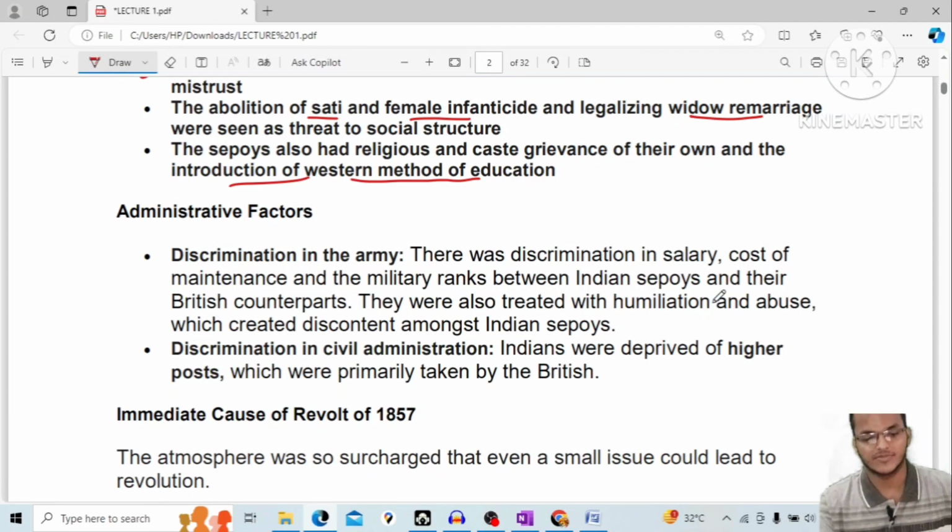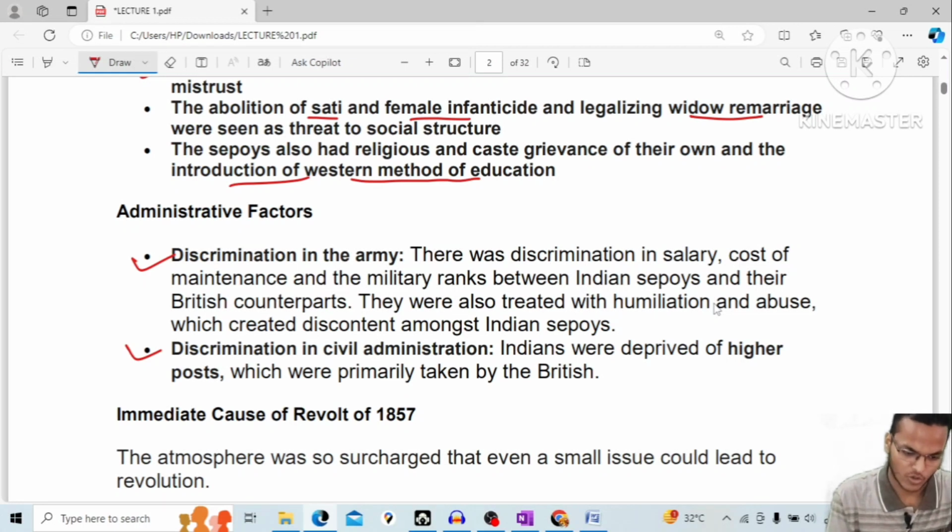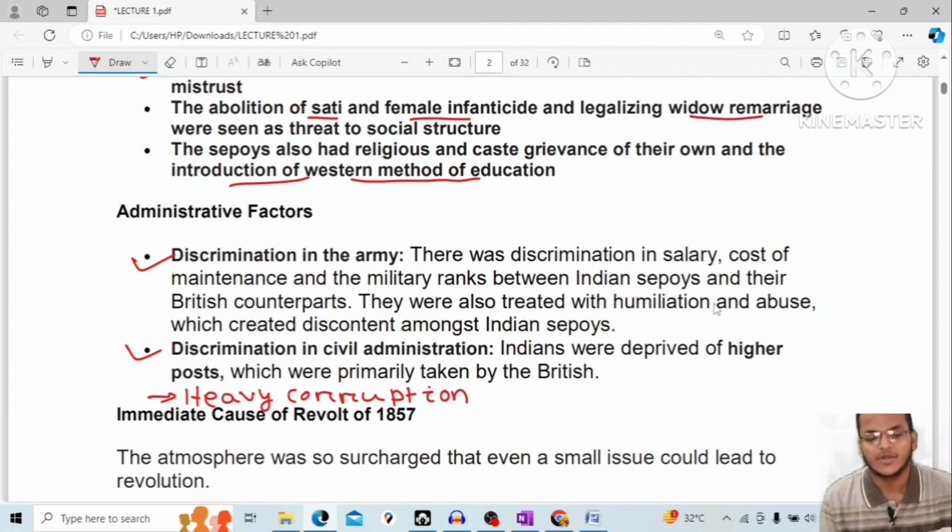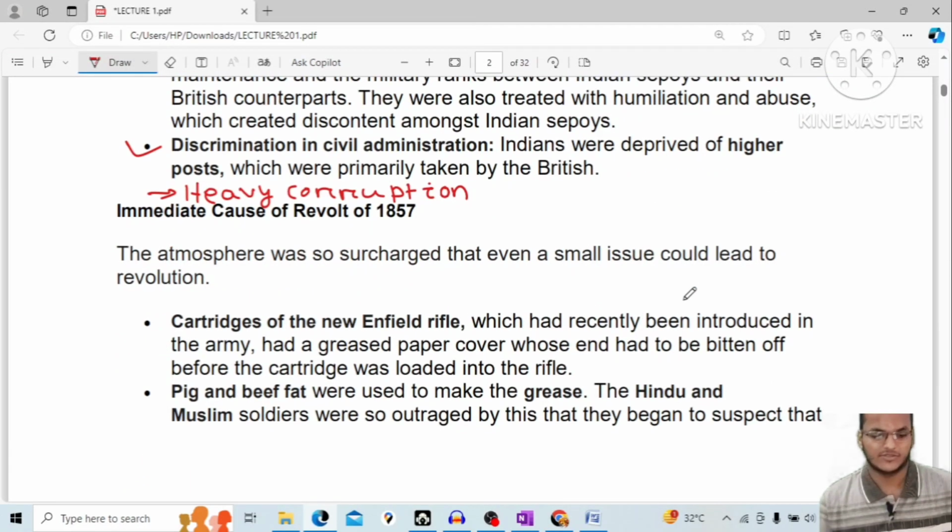Then the next is administrative factors. अब administrative factor में major जो आता है discrimination in army, discrimination in civil administration, means the Indians were not appointed in the higher post, and all the posts were given to the Britishers, and the Indians were given just the rank of a Havildar or the Sepoy only in military, and there was a lot of heavy corruption among the company.